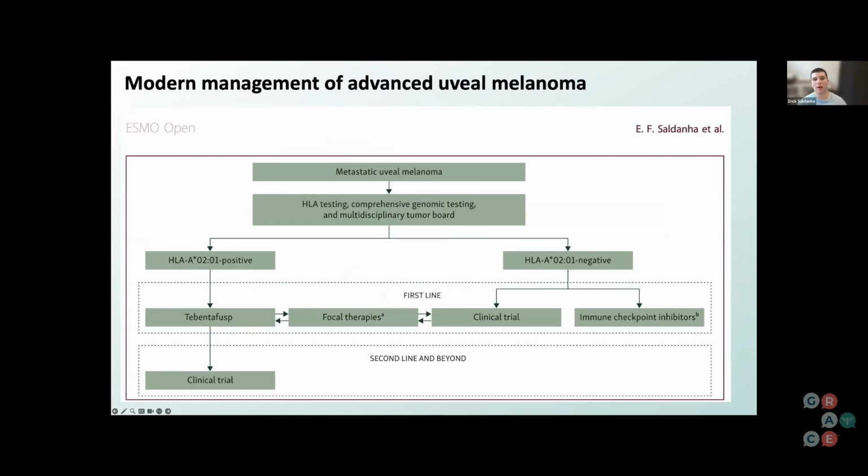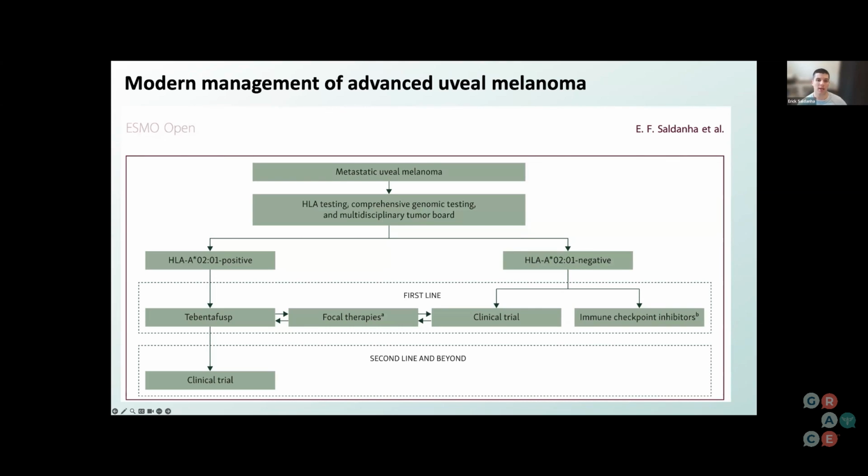So when you think about the modern management of advanced uveal melanoma, how do we manage patients nowadays with all this knowledge that was acquired across years and years of research? This is our center's reference treatment algorithm.